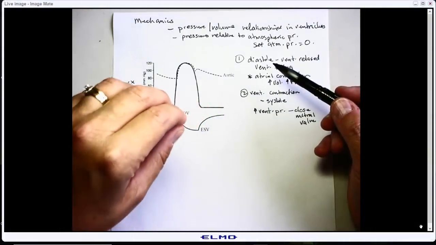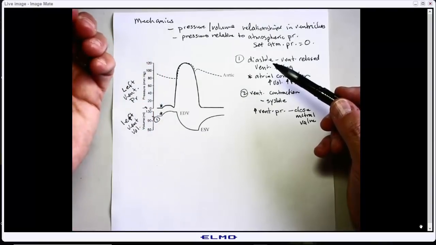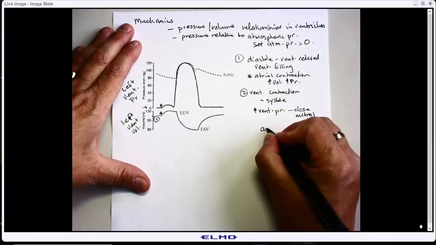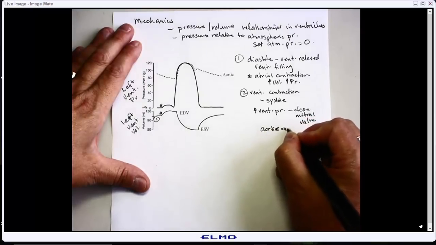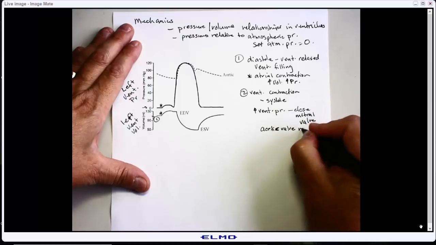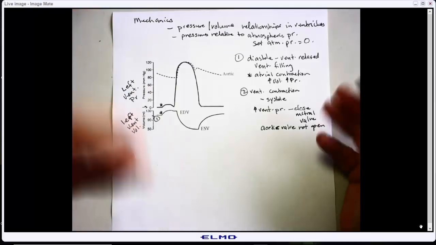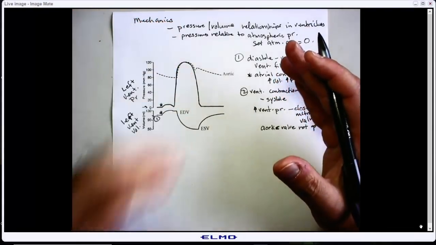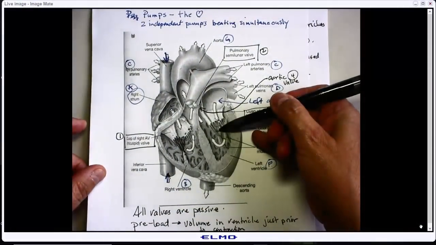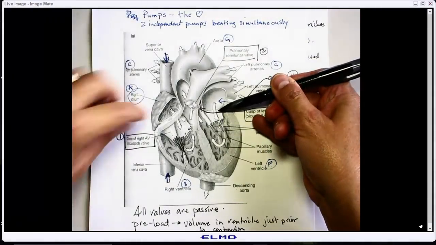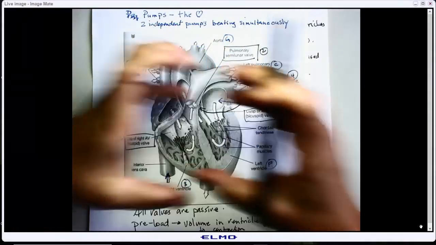But we haven't generated enough pressure to open the aortic valve. Because the aortic valve is not open, we can't move any volume. So both valves are closed. We're contracting here. The mitral valve is closed. The aortic valve is closed. So we are contracting against constant volume now.